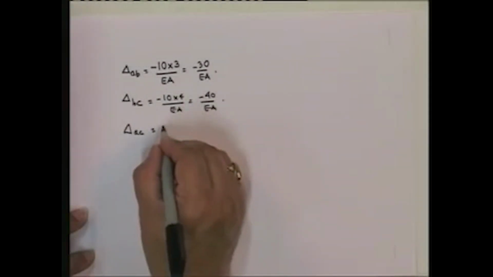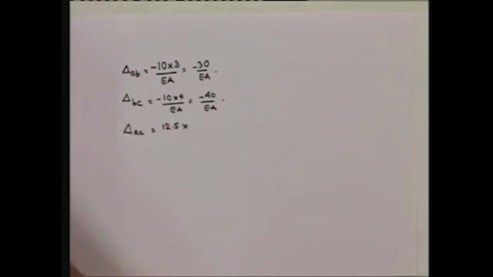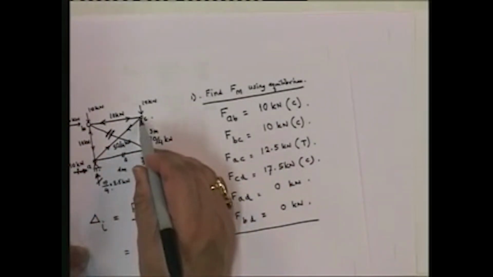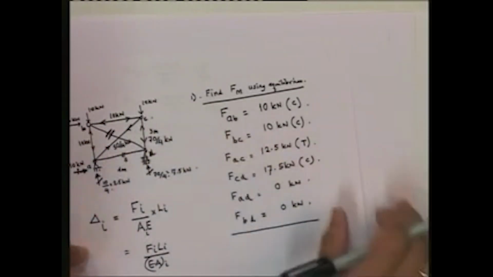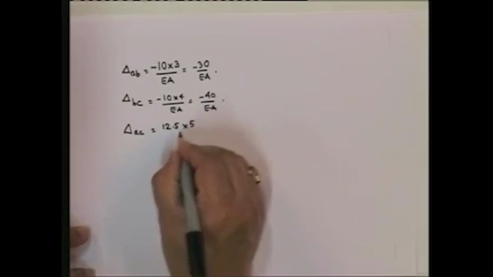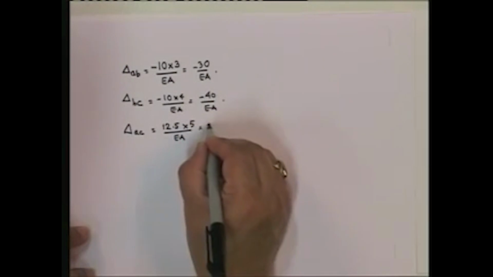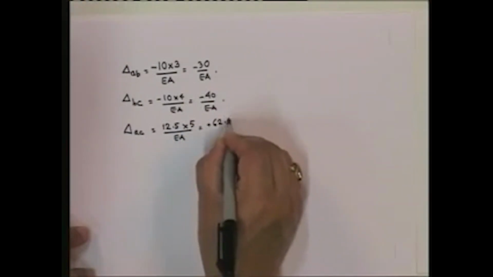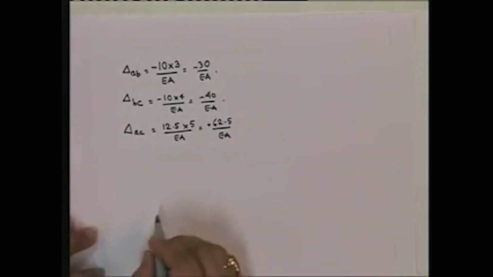Let's look at delta AC. The force is 12.5 tension. What is the length of AC? Since this is 4, this is 3, and this is 90 degrees, this is the hypotenuse, 5. The total length of AC is 5, so it's going to be 12.5 into 5 over EA, and this is plus, so it's going to be plus 62.5 upon EA. That's delta AC.